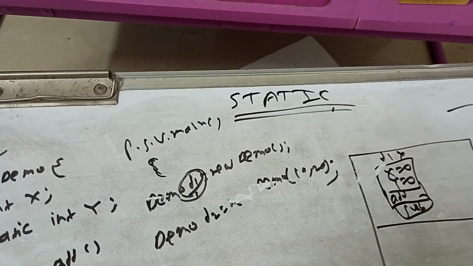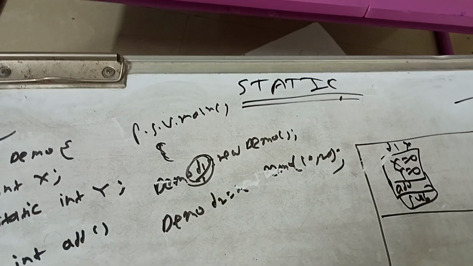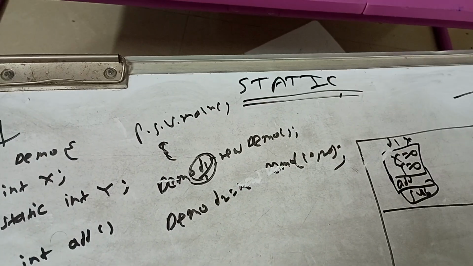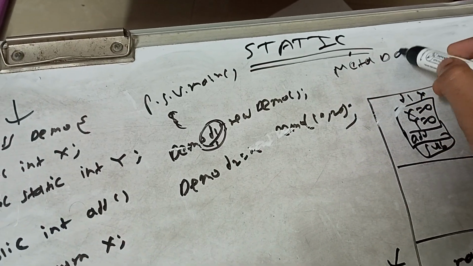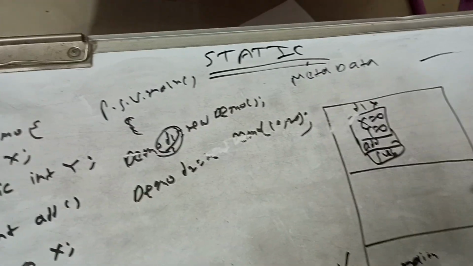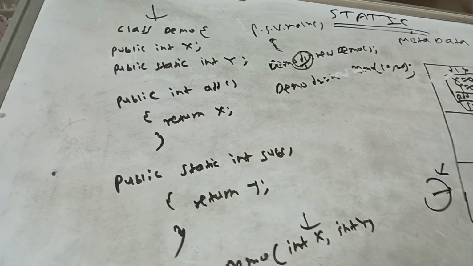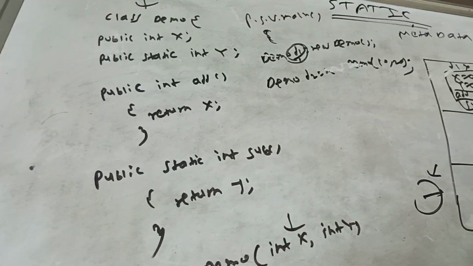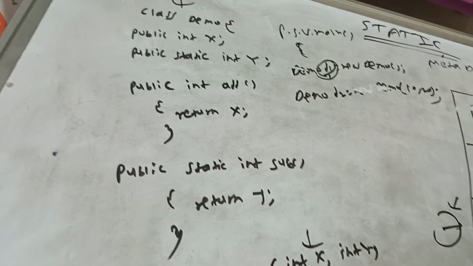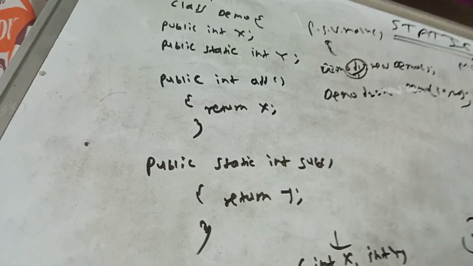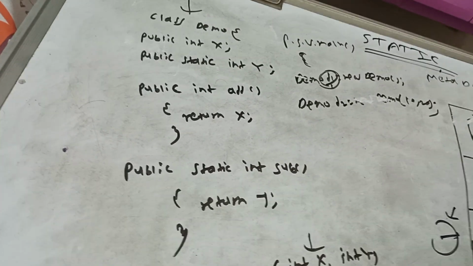So, static is nothing but metadata. Now the question comes: what is metadata? Metadata means data about data. It means the data which is related to the class, not related to an object. Such kind of data about data, we can make such fields static fields.